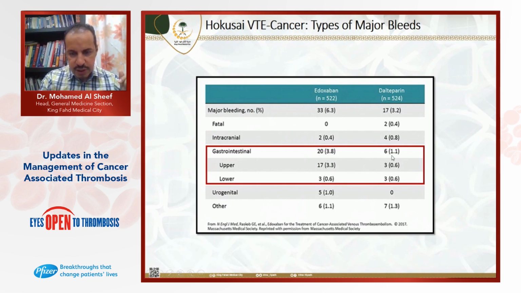You can see the comparison with dalteparin. Here you can see 6 compared to edoxaban 20, and the bleeding was mostly upper, the vast majority upper compared to lower. So as a matter of fact, the DOACs increase mucosal bleeding. We know they increase mucosal bleeding.